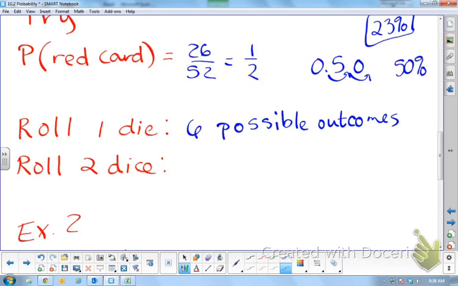If we made a table, it could show us why we multiply instead of add. I could get a 1 and then a 1 when I roll my dice. I could get a 2 and then a 1. A 3 and then a 1. A 4 and then a 1. Or I could get a 1 and a 2. No, this would be a 2 and a 2. A 3 and a 2. A 4 and a 2. There are 36 different ways we could get 2 dice rolled.